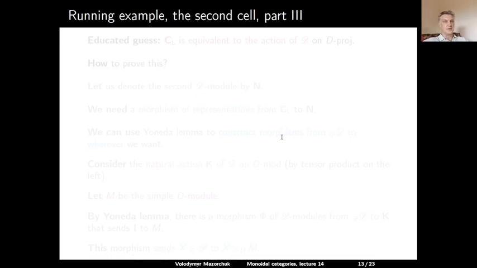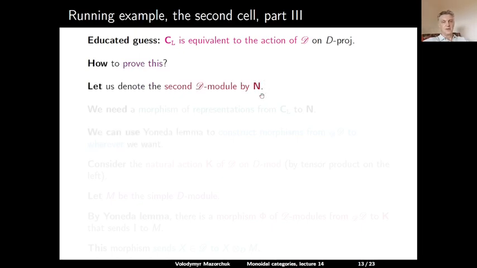So now we can return to our running example and try to prove our guess that the cell module, which corresponds to the left cell of the projective bimodule F, is equivalent to the action of our category D on the category of projective modules over the dual numbers. So how can we prove this? Let us denote by bold N the representation given by the action of D on the category of projective modules over the dual numbers. We need to construct a morphism of representations from the cell module to N.